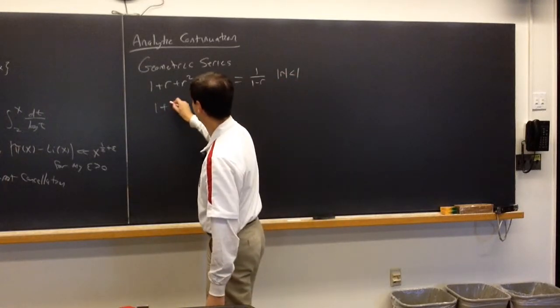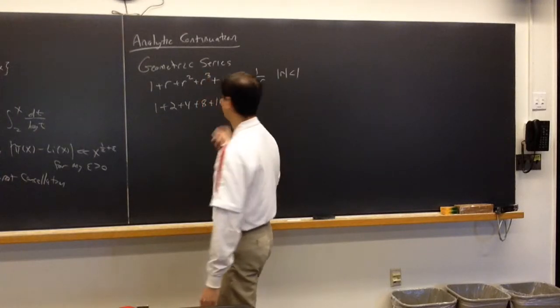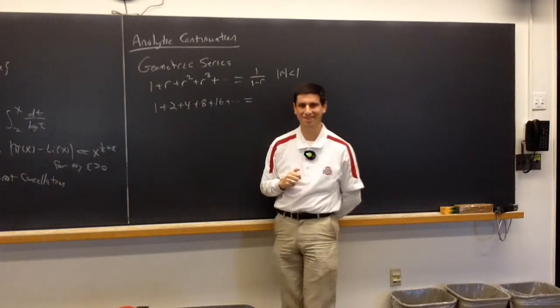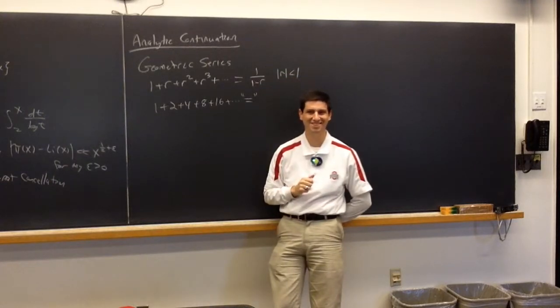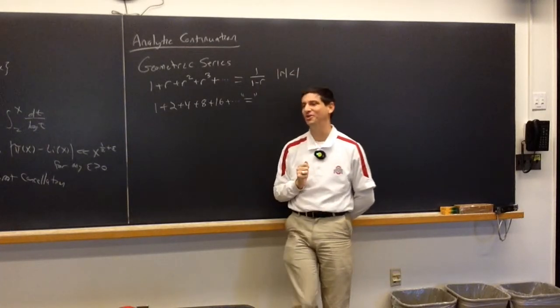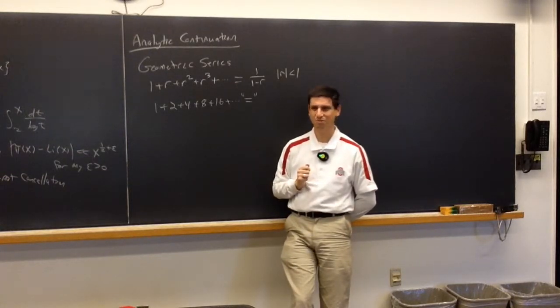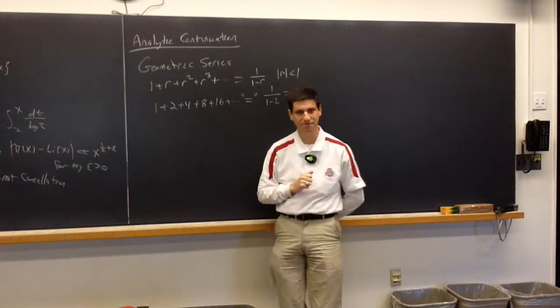So 1 plus 2 plus 4 plus 8 plus 16, what does this equal? All right. If it makes you feel better, I'll put equal in quotes. Now what does it equal? Infinity. I'm sorry? No, please, not infinity. Negative 12. Not negative 1/12, but I do like where you're going. We're not quite there yet. Come on, what should this be? Negative 1. 1 over 1 minus 2, or negative 1.